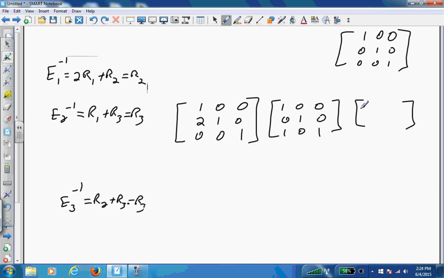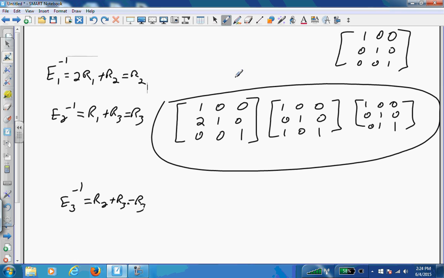So that gives us our new row 3. So row 1 is the same. Row 2 is the same. So row 3 is the sum of these two, 0, 1, 1. So multiplying all those together, that should give us our lower. So let's check. Let's multiply those together.